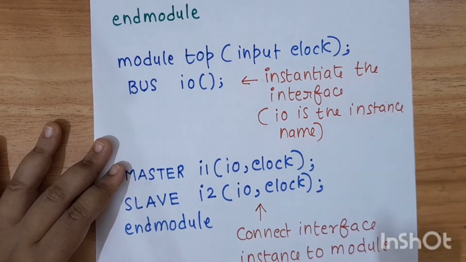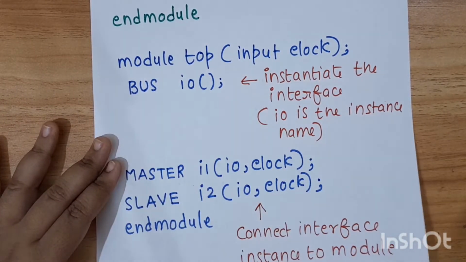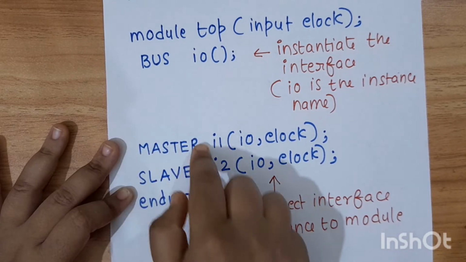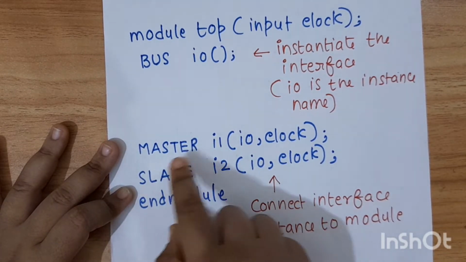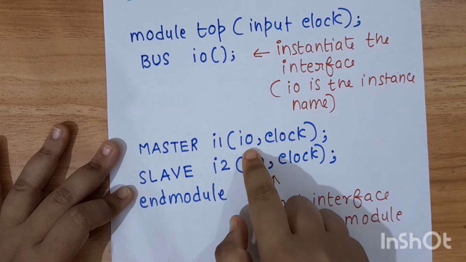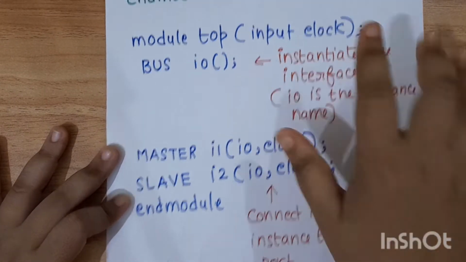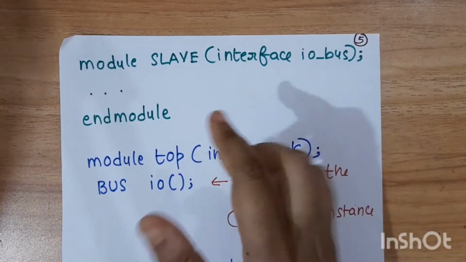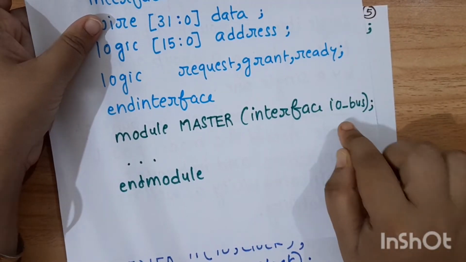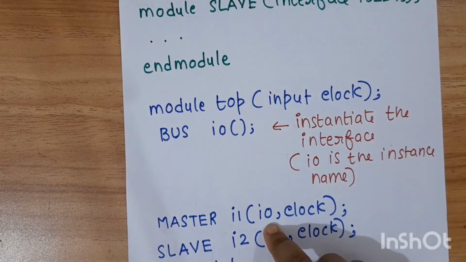IO is the name of the instance. Now where will I connect this IO? In the master I1, I will connect this IO bus. I will pass this IO in the port list.